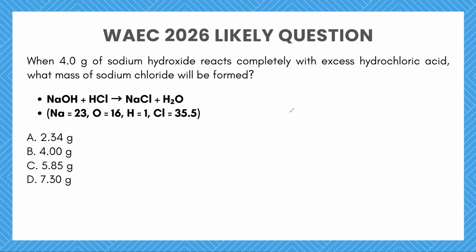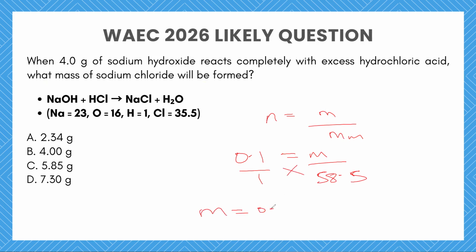So let's go ahead and input our values into the formula. Now the formula says number of moles N is equal to the mass all over the molar mass. The number of moles is 0.1. This is equal to M all over 58.5. So let's cross multiply. M now becomes 0.1 times 58.5. So when we multiply 58.5 times 0.1, that gives us 5.85 grams. 5.85 grams of sodium chloride that will be produced.